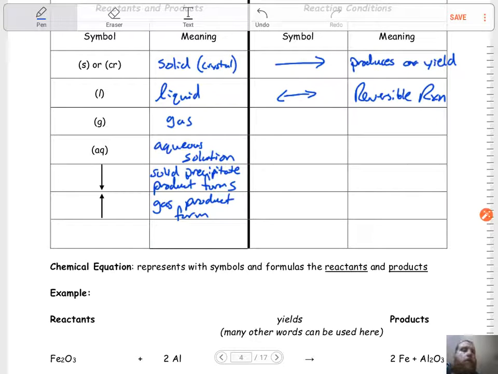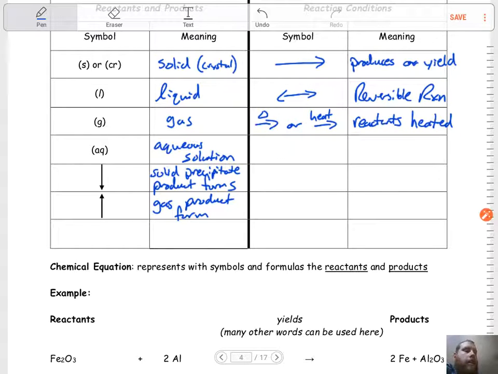Okay. Next one, again, these are just modifications of all the arrows. That's a delta sign, a triangle. If you see the triangle, if you see the word heat, guys, it just means reactants are heated to get them going.